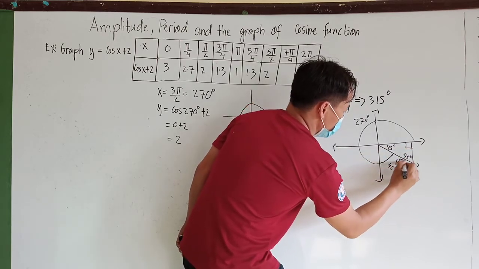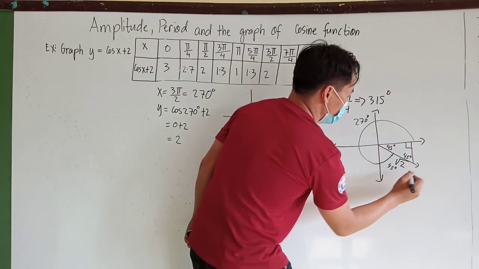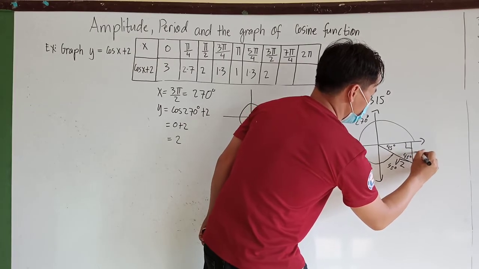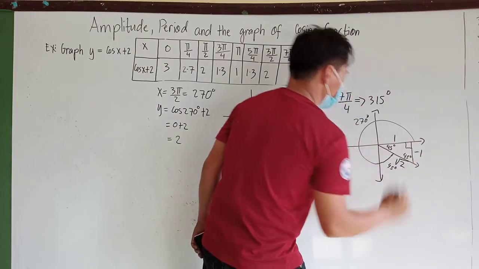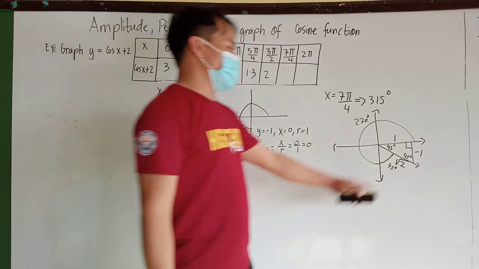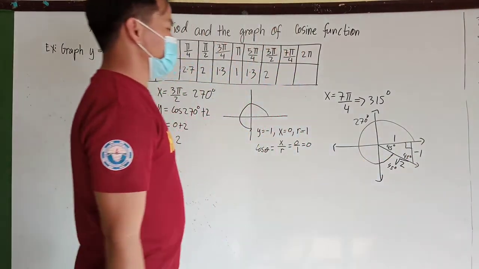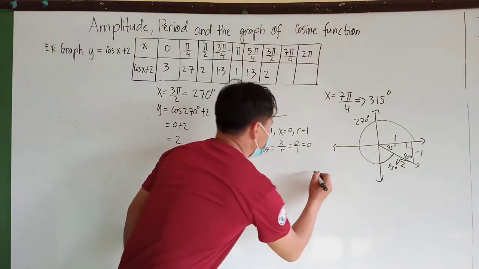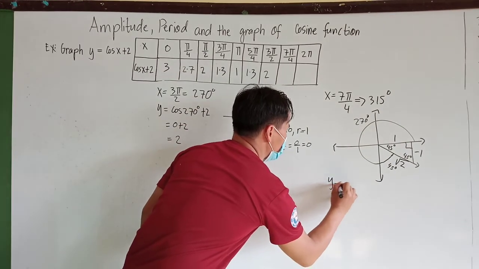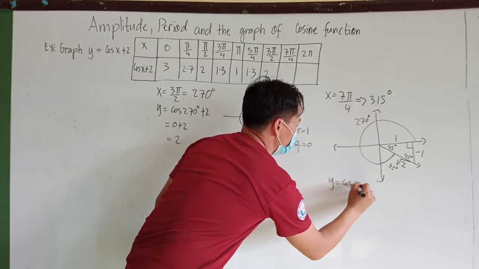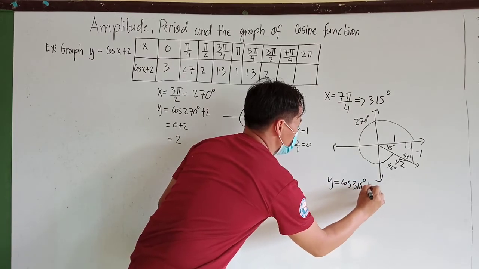So this one has a hypotenuse of square root of 2. We have here -1 and we have here 1. Okay? -1 because in here this side is parallel to the y-axis. So we have here y now. Y is equal to cos of 315 degrees plus 2.